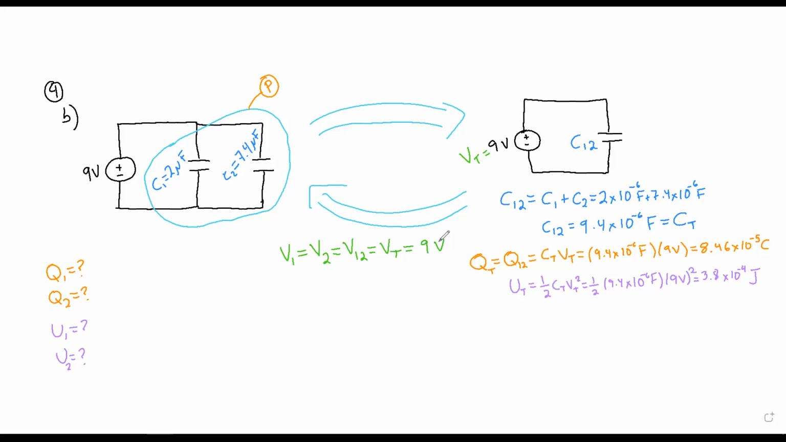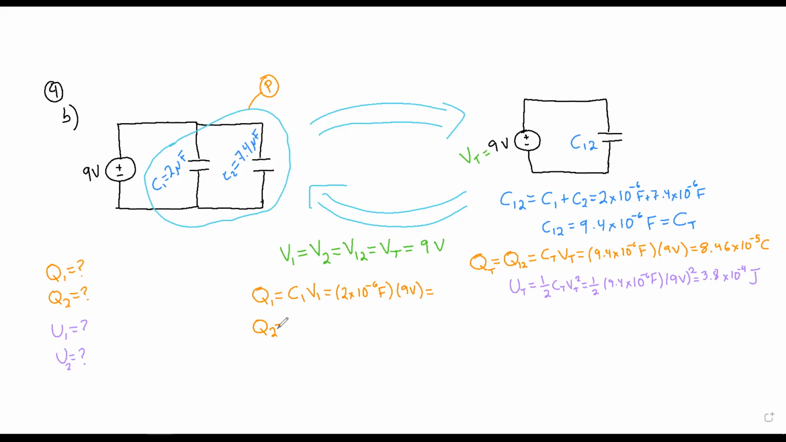And we talked about that actually, that if I have a battery or any sort of power supply and I connect anything in parallel to a battery, the voltage in the elements is going to be exactly the same as the voltage in the battery. What is going to be different? The charges. So Q1 is going to be equal to C1 times V1. This is going to be 2 times 10 to the minus 6 farads multiplied by 9 volts. This is going to be equal to something there.